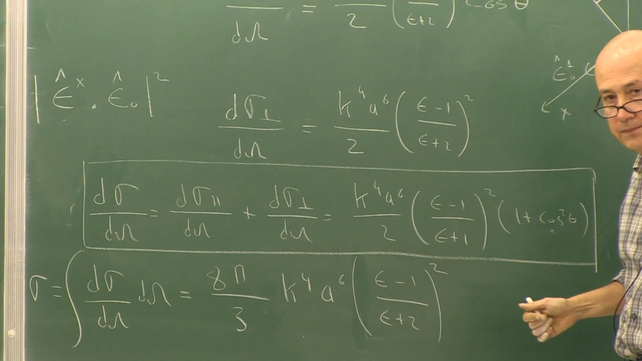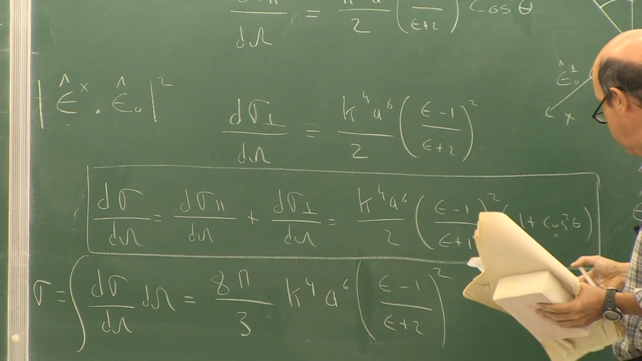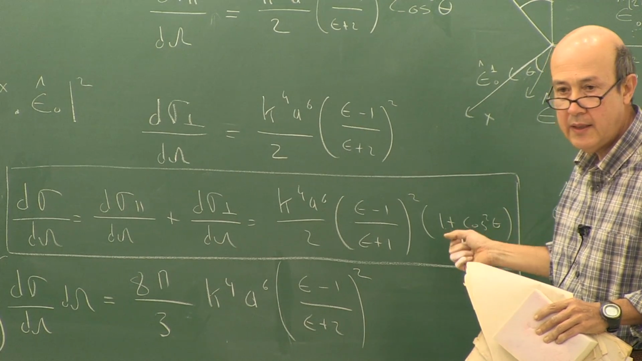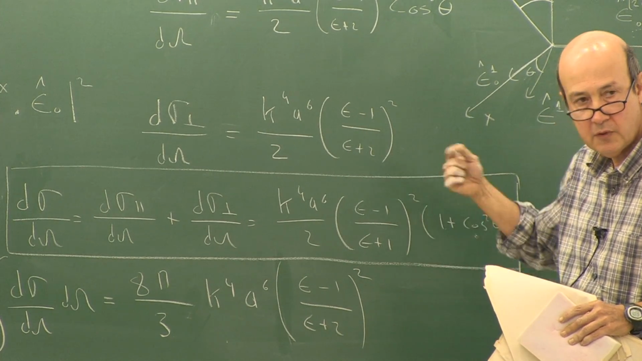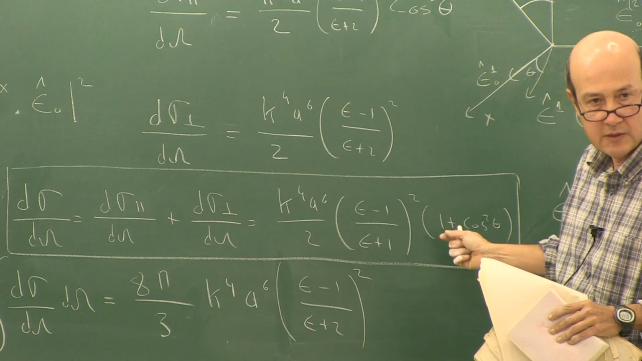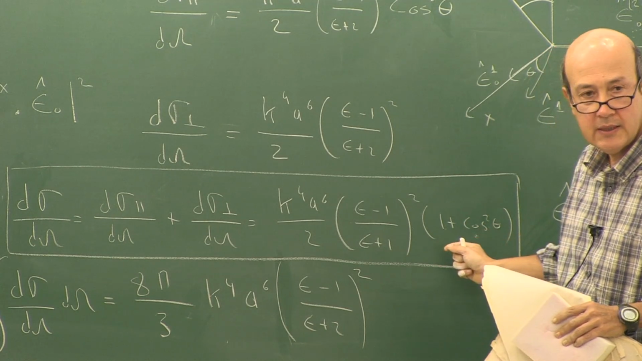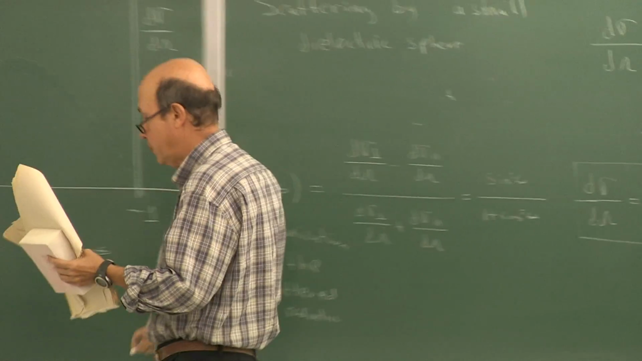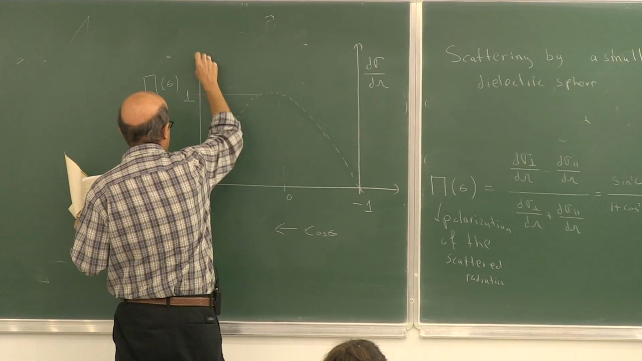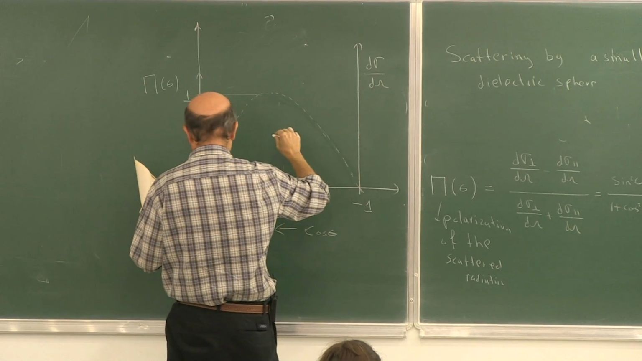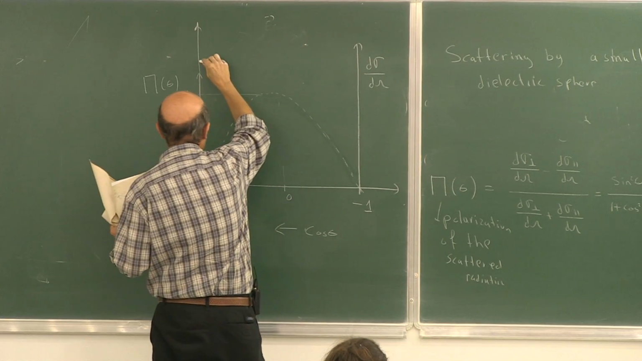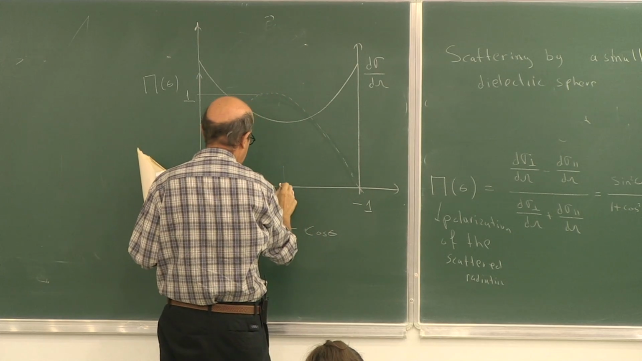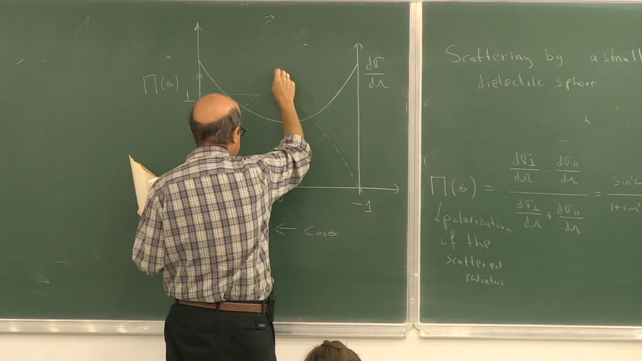When the angle is 0, what is this? 1. When the angle is 180 degrees for the backward scattering, that is minus 1, but squared is 1. When the angle is 90 degrees, that is 0. So basically, if you plot the scattering cross-section per solid angle, you will have the following structure. The scattering will be symmetric along 90 degrees.